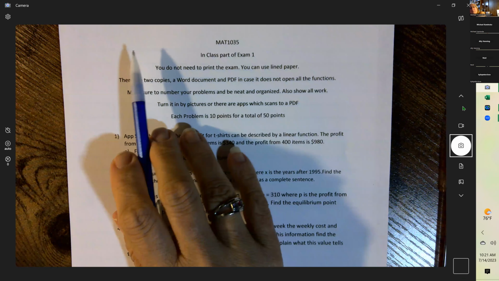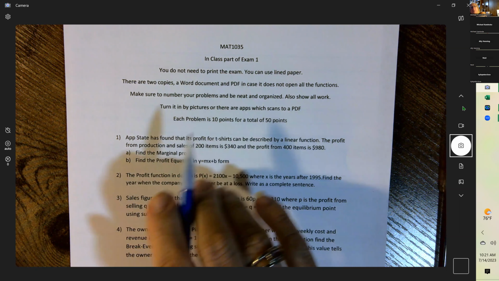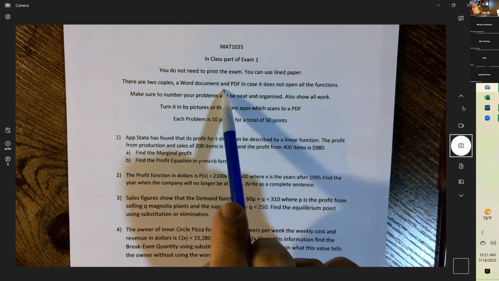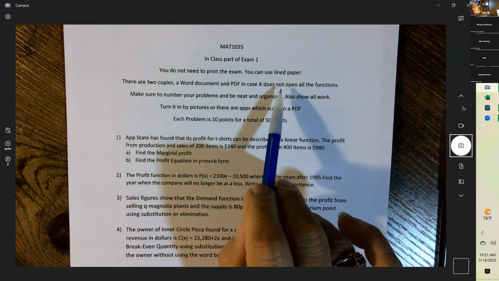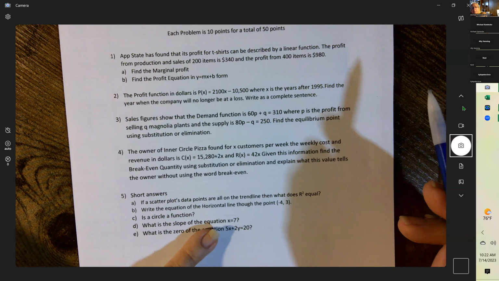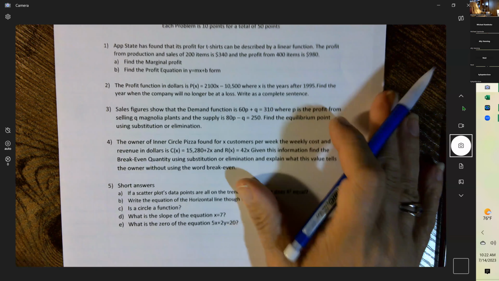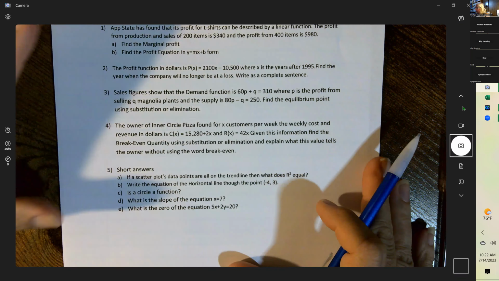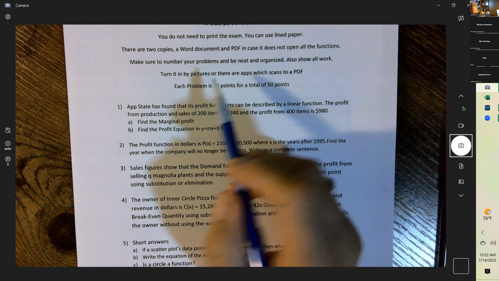But when you get on, you don't need to print the exam. You can use lined paper. It doesn't even have to be lined, but it's up to you. I'll have 2 copies up there, a Word document and a PDF. That way, whichever one works better for you. I don't have any graphs on it, because sometimes graphs don't work so well. And it doesn't look like there's exponents either, because we get into that in the next chapter. This is all linear. But there's both, so whichever one works for you.